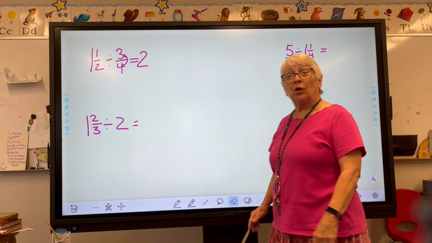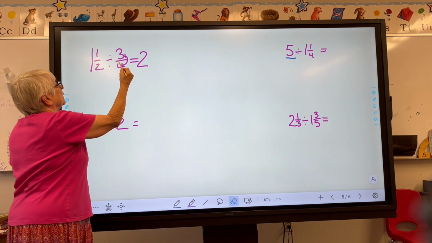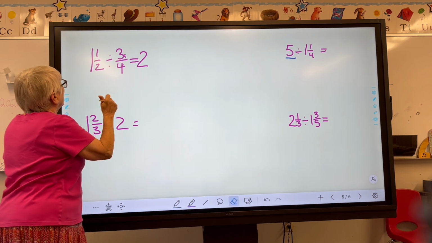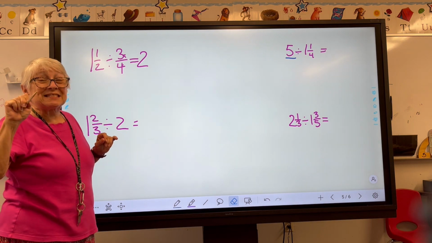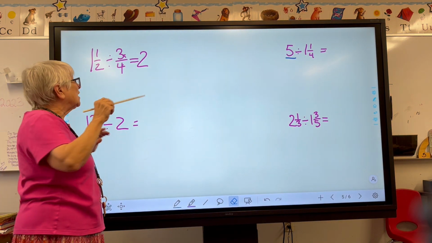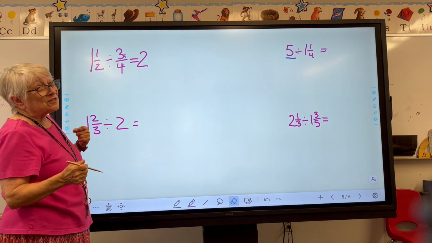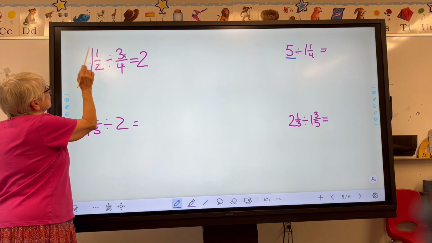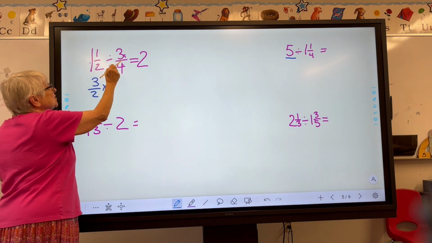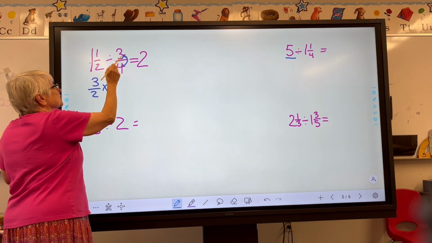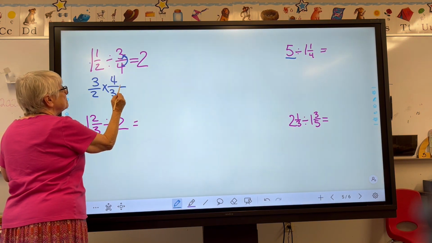Let's see if we can do it. Do you think we can do it? We have to make this mixed number into an improper fraction, because you use improper fractions. So 2 times 1 is 2, plus 1 is 3 over 2, times this one, we're going to use the inverse. So the 4 is now on top and the 3 is on the bottom.